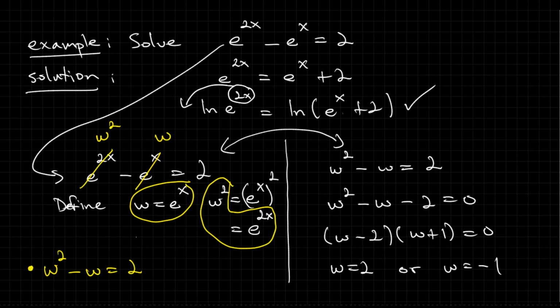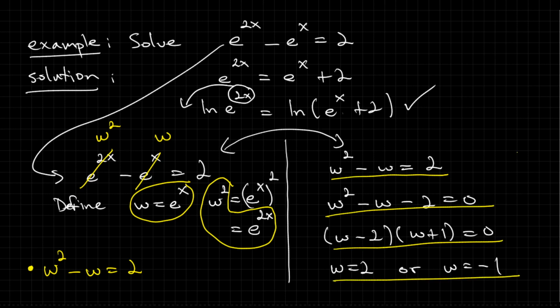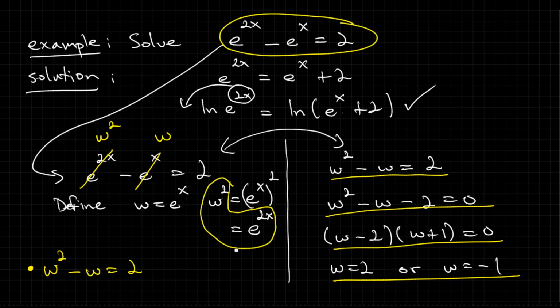Now, we know how to solve this new equation for w. In fact, we've already done it. We have w squared minus w equals 2. We can go ahead and move the 2, factor, and we get that w is either 2 or minus 1. So that tells you what w is, but the original problem was phrased in terms of x. So what we'll do is go ahead and use the definition for w, the fact that w is e to the x, in order to solve for x. So w is the same thing as e to the x. So e to the x could be 2, or e to the x could be minus 1.